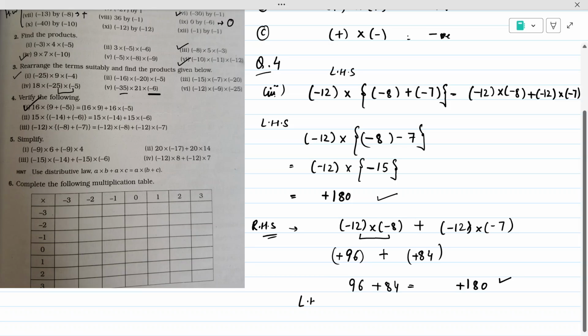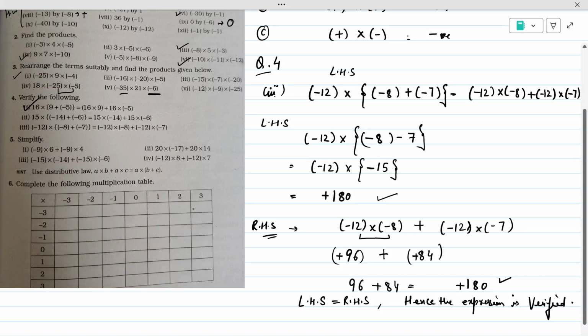So we can write left hand side is equal to RHS, hence verified, or you can write hence the expression is verified. Okay, so the given expression is verified. So kids, this is how we have to solve these questions.